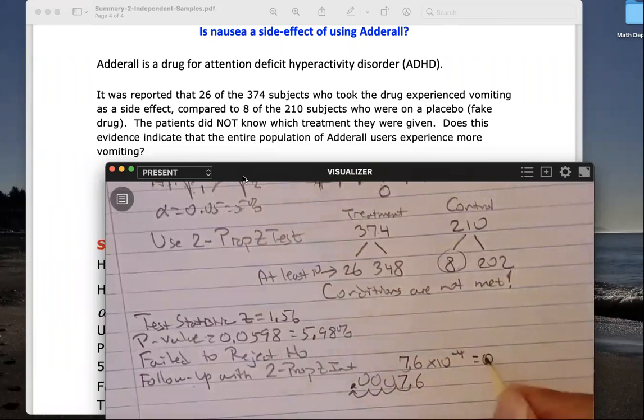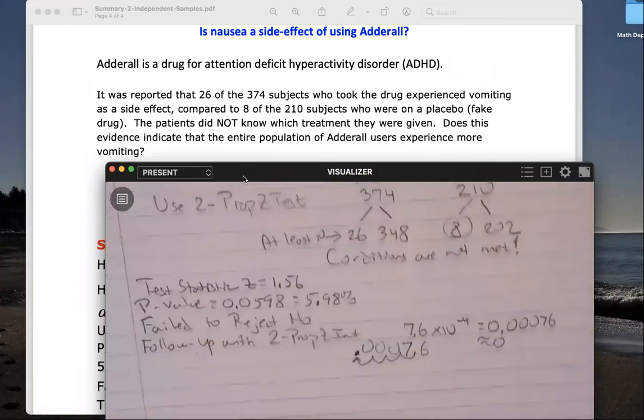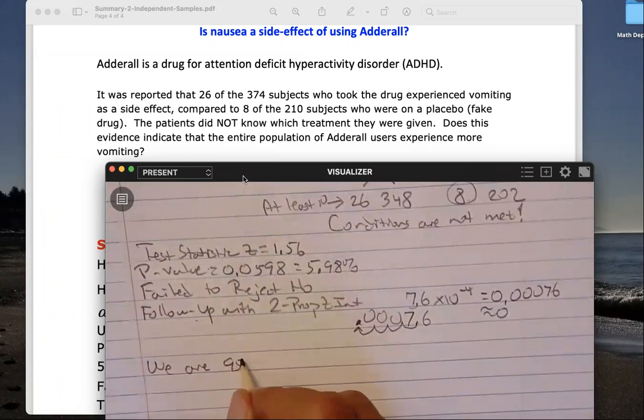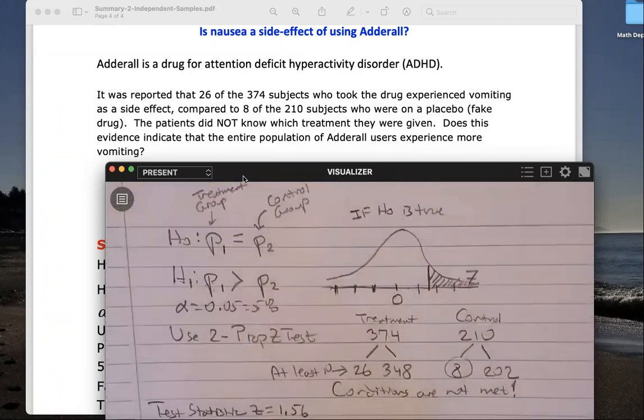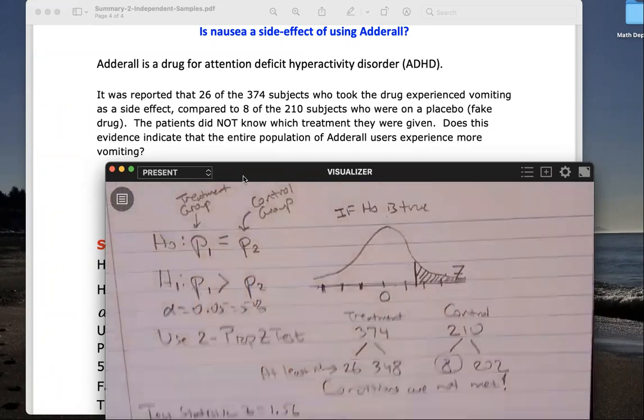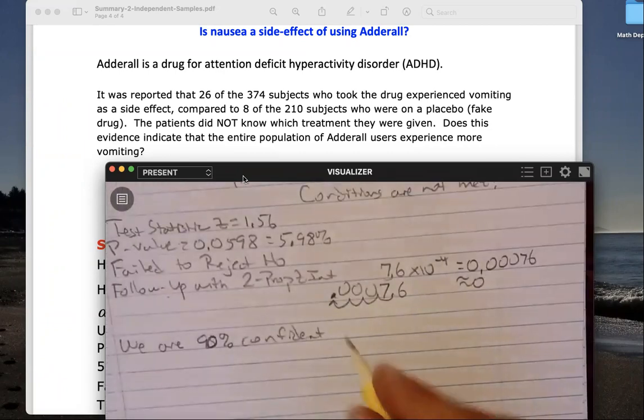So that's equal to 0.00076. In other words, approximately zero. So we are 90% confident. And we're going to be putting into words, subtracting these, the difference between population proportions.